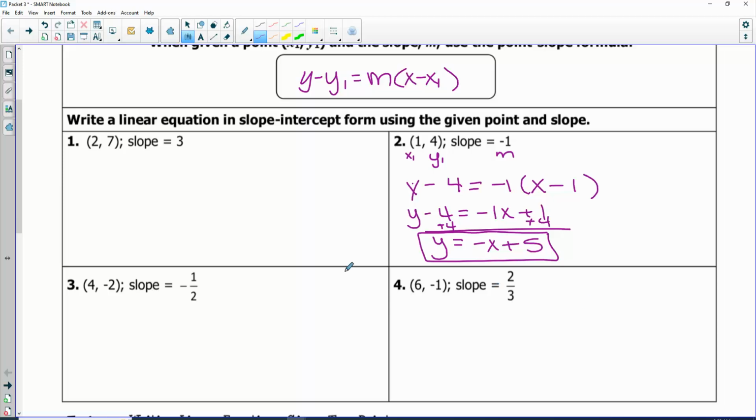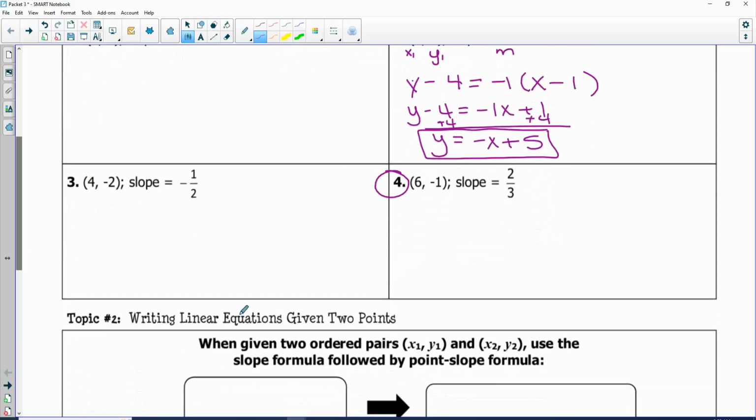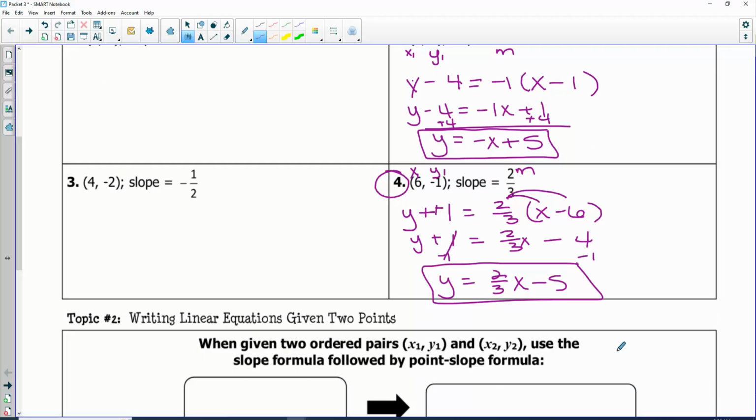Alright, I want you guys to turn to someone next to you and I want you to do problem 4 together. So find someone next to you to do problem 4 with. So we should have gotten y to equal 2/3 x minus 5.